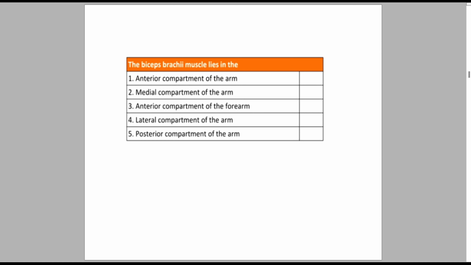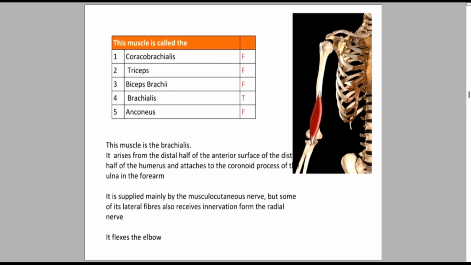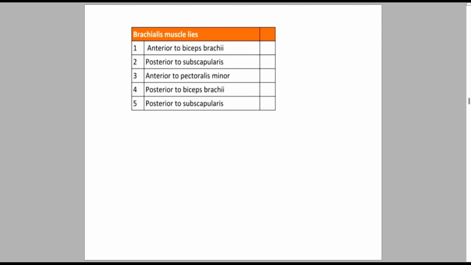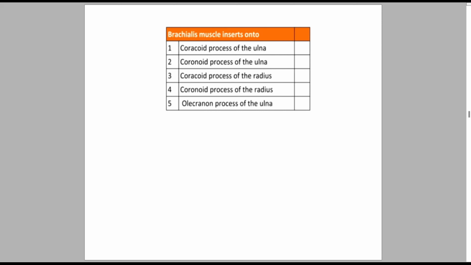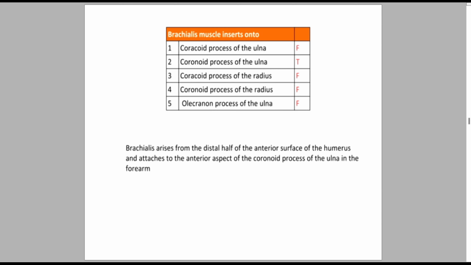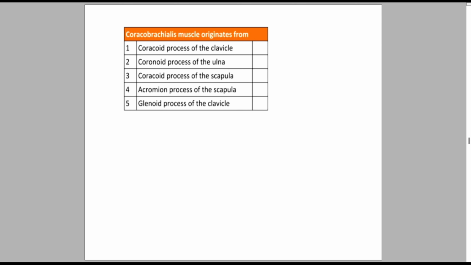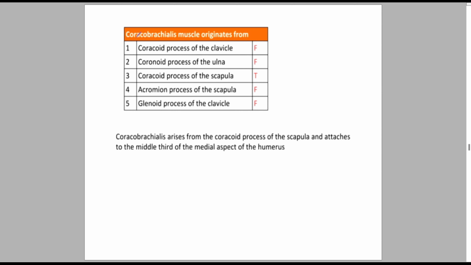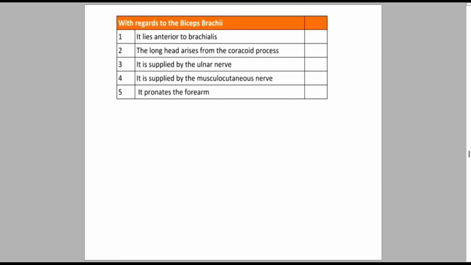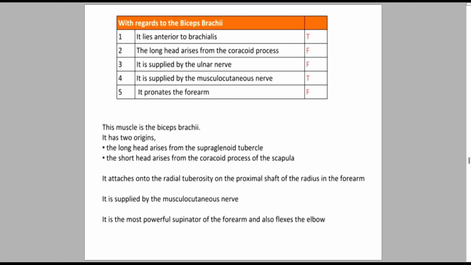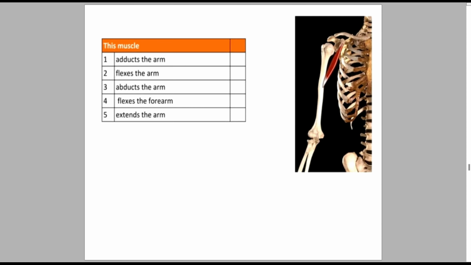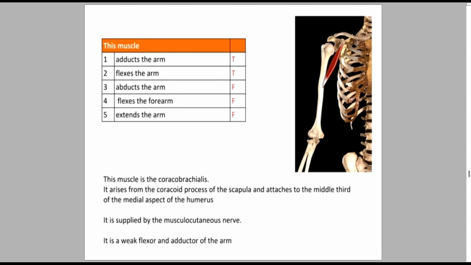Next, the biceps brachii muscle lies in the anterior compartment of the arm, one of the BBC muscles. This muscle is called the brachialis muscle. Brachialis muscle lies posterior to biceps brachii. Brachialis muscle inserts onto the coronoid process of the ulna. Coracobrachialis muscle originates from, as its name tells us, the coracoid process. With regards to the biceps brachii, it lies anterior to brachialis, and about the nerves we will take them in the next chapter inshallah. This muscle adducts the arm, it is the coracobrachialis.